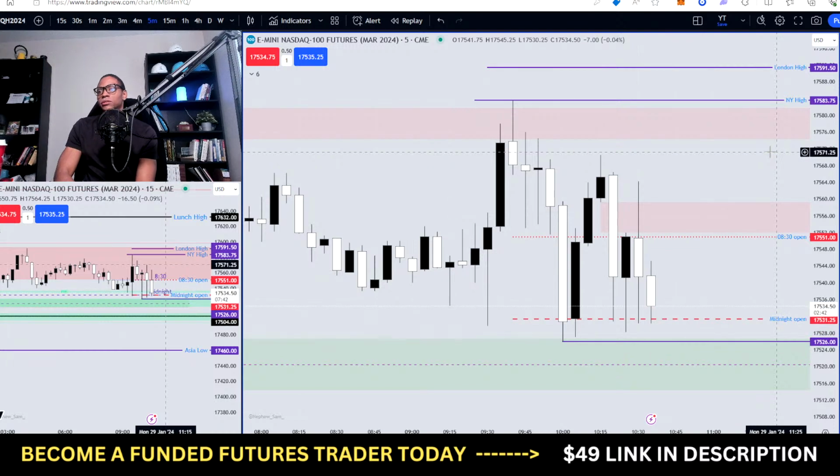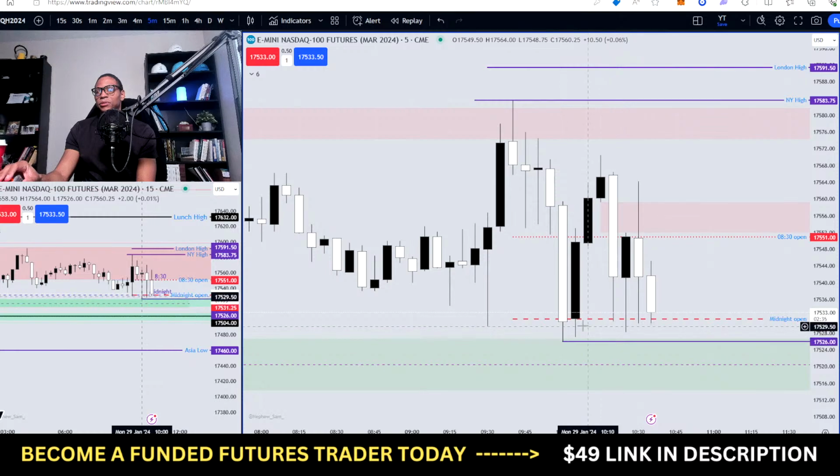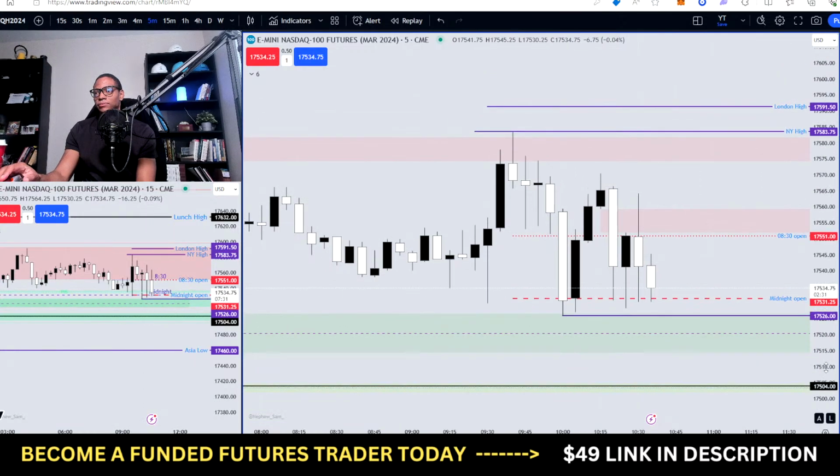Wow, the fourth test of the midnight open in the last 20 minutes. Not to mention we had the two here, so we've touched it 6 times in the last hour. At some point you've got to believe that this level is going to give and break through if it continues to test.